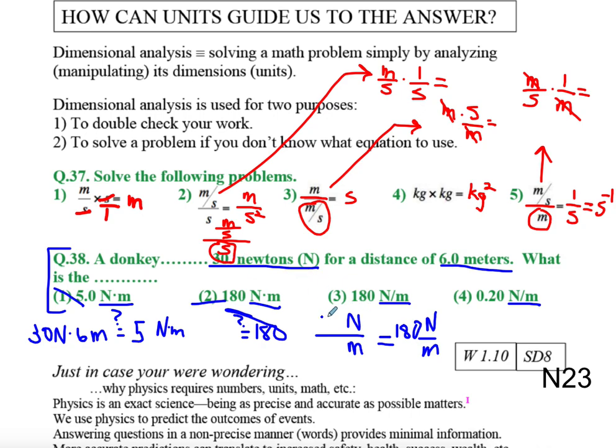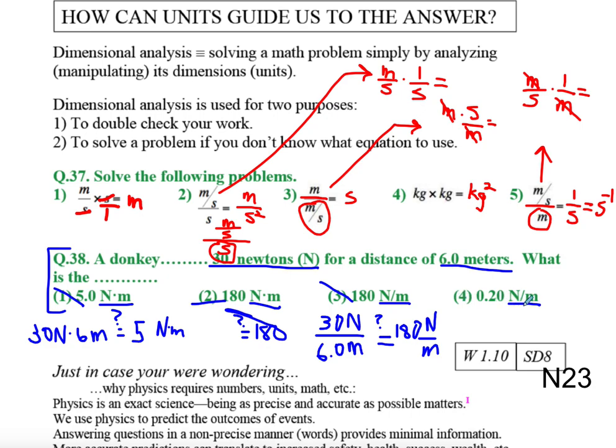So 30 is attached to the N in the question. 6 is attached to the M in the question. Is 30 divided by 6 equal to 180? Well, obviously not. 30 divided by 6 is 5. That is probably not the answer.